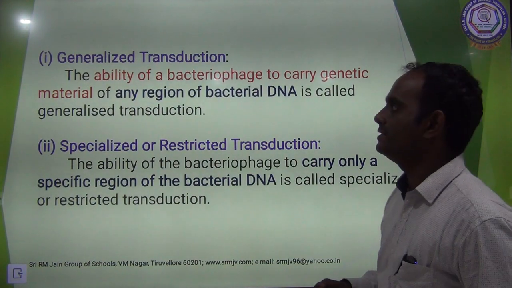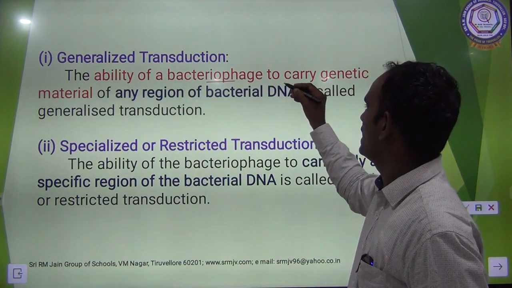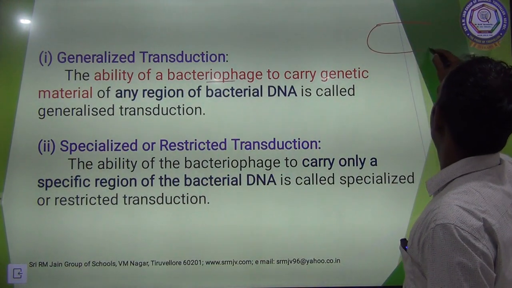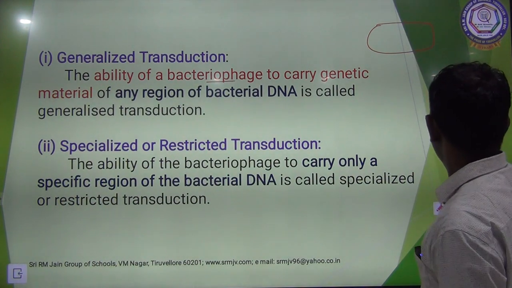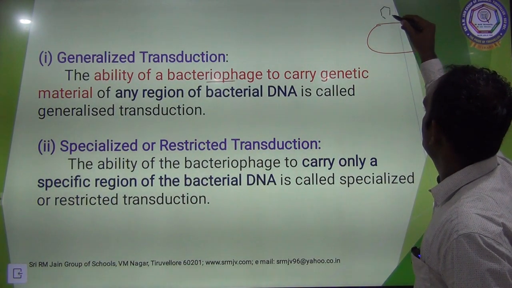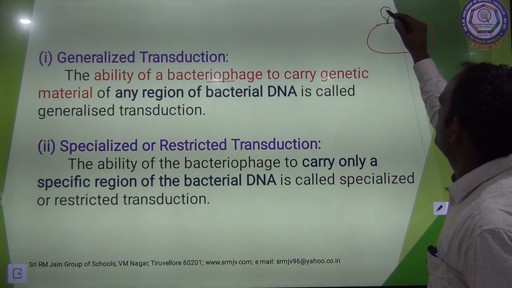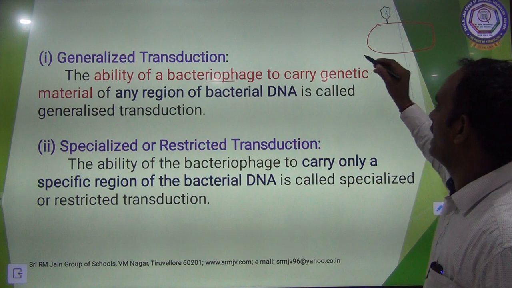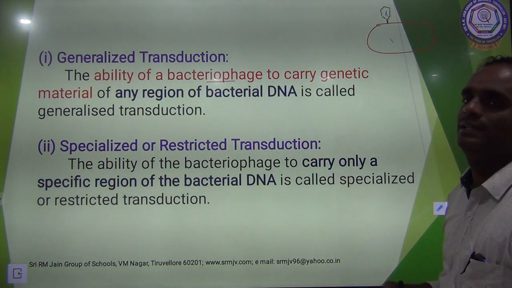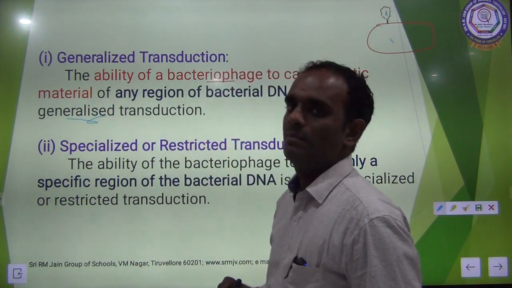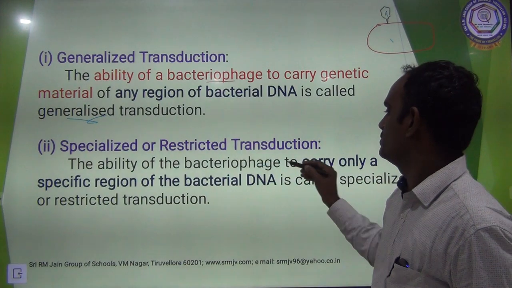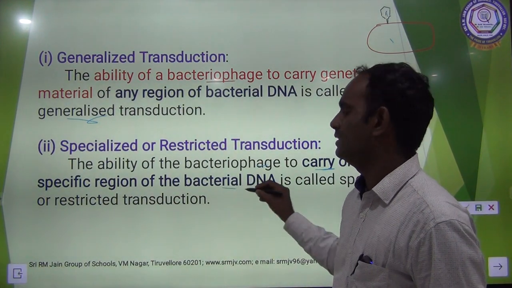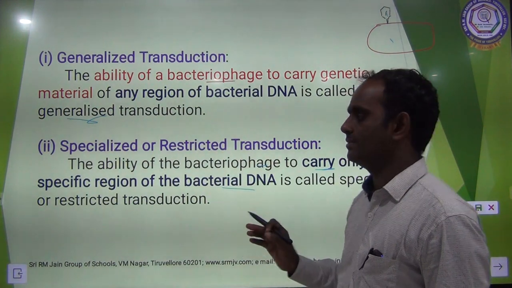Generalized means the ability of bacteriophage or phage to carry genetic material of any region of bacterial DNA. See here, this is a bacterial cell. The phage is attached on the cell wall of the bacteria. This is the phage DNA. The ability of bacteriophage to carry genetic material of any region of the bacterial DNA is called generalized. But in the case of specialized, the phage carries only a specific region. The ability of bacteriophage to carry only a specific region of bacterial DNA is called specialized transduction.